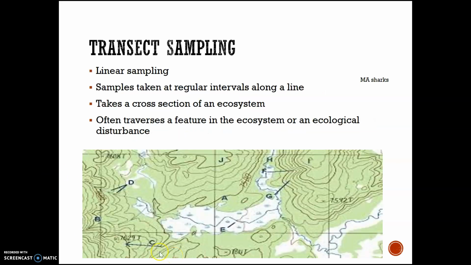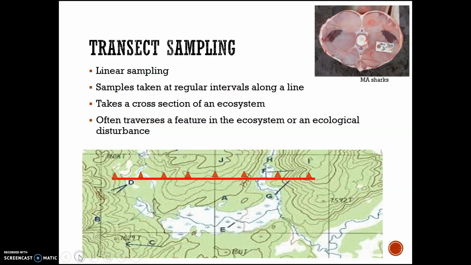So let's talk about transect sampling. Transect sampling is a linear sample. So you're setting up a line and you're taking samples at regular intervals along that line. It basically takes a cross-section of an ecosystem. So you're looking at how that ecosystem is going to change over that distance you're looking at, right?